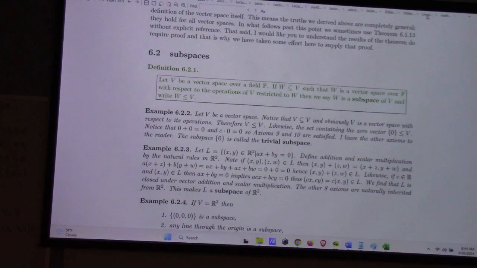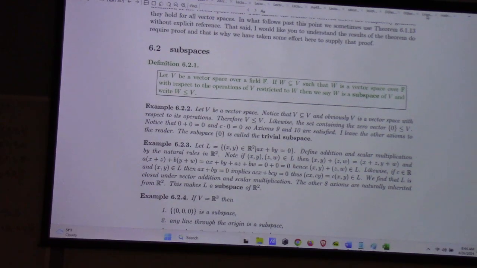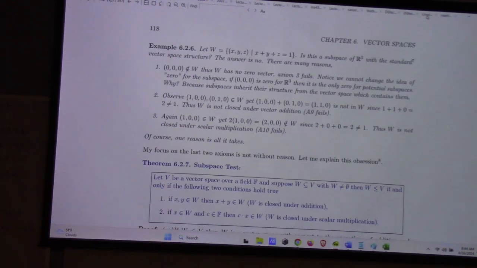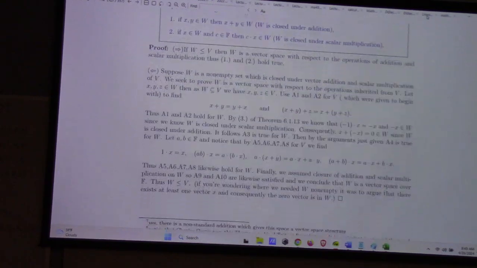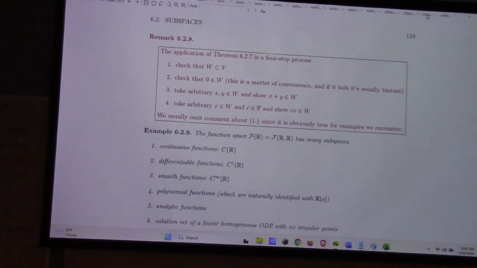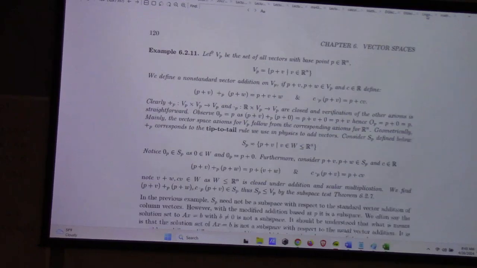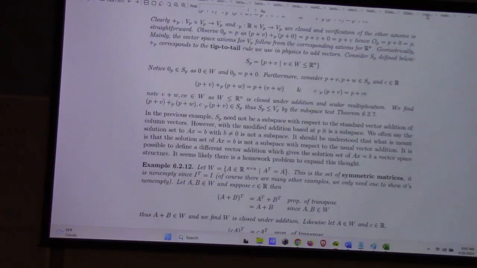So one of the first things you do in 321 is you learn the subspace test. The subspace test is that if the set is a subset of the vector space and it's closed under addition and scalar multiplication, it's a subspace. There is yet a simpler subspace test, which is the span theorem. The span theorem simply says that if it's a span, it's a subspace. I'll get to that eventually in these notes, but not yet.